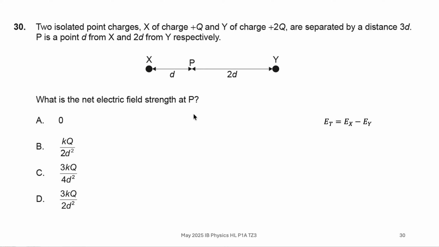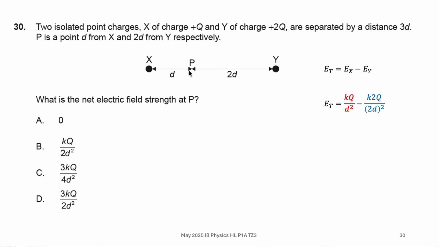So hopefully what you can see is if I want to get the total electric field strength, which is what we're looking for, the net electric field strength, I need to find the difference between these. So what I'm going to say is that X pushes to the right, that's going to be positive. Y pushes to the left, that's going to be negative. We're then going to calculate.